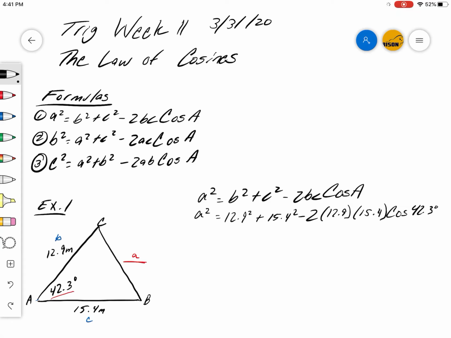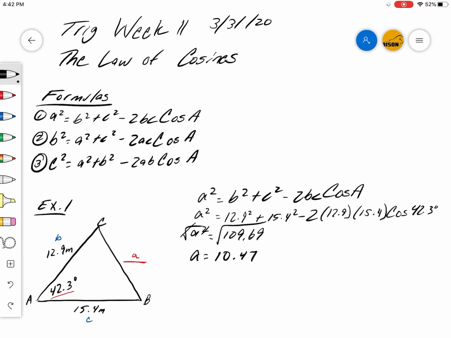Okay, so let me make sure I typed it in right. 12.9 plus 15.4 minus 2. Yep, we're all good to go. So 109.69 is what I came up with. But then that's A squared. In order to get A, I'm going to have to square root. So A is then going to be the square root of that, which is 10.47.